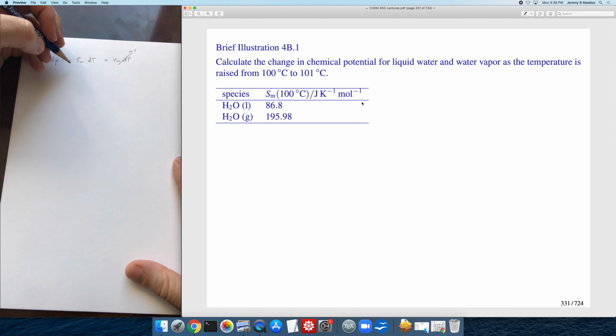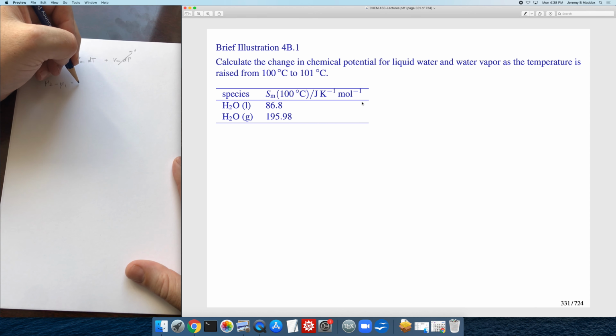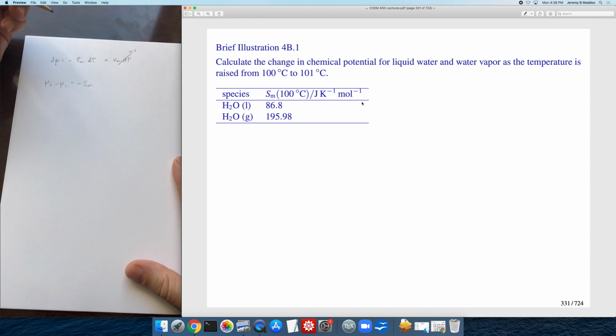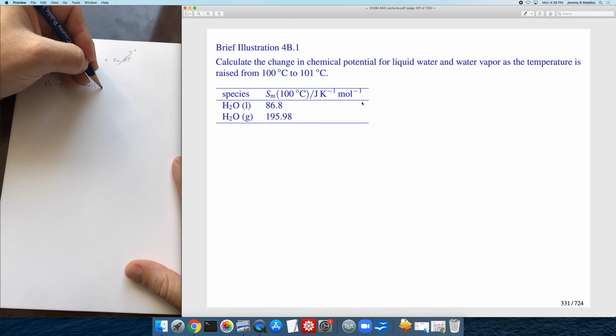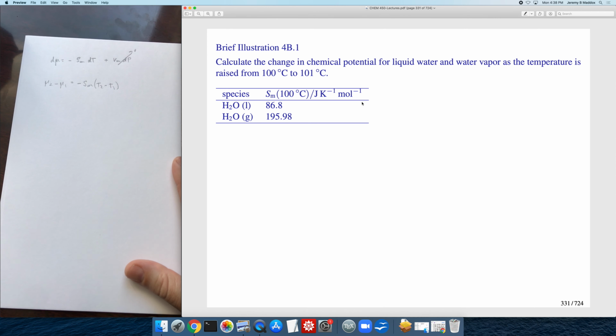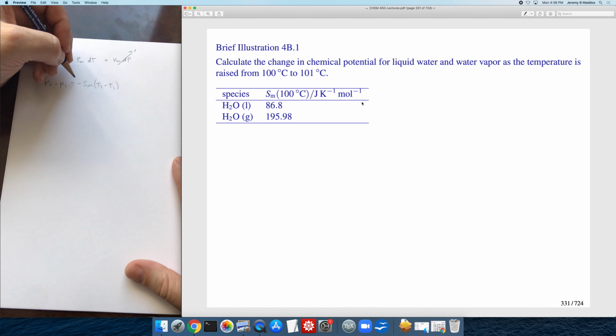Okay. Since this is a small temperature change, we can write this approximately as the chemical potential at temperature T2 minus the chemical potential at temperature T1 will be equal to minus the molar entropy of that phase times T2 minus T1. So if you like, I've just integrated both sides, assuming that the molar entropy doesn't change with temperature very much. And it doesn't, over a small temperature range you can get away with that, but for a larger temperature change you would need to take into account the temperature dependence of the molar entropy. Okay, so this is an approximation.